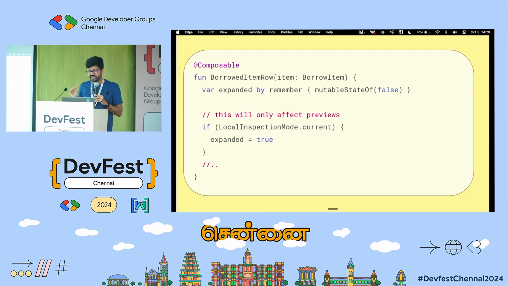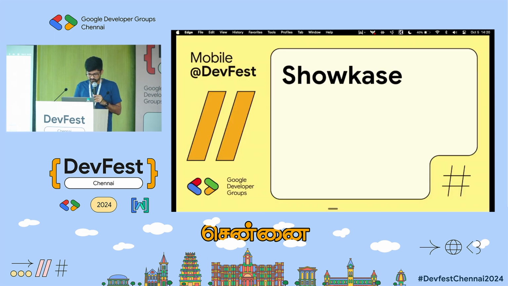This also comes in handy later on in the talk. I'll show you how this can be used differently by different frameworks. Okay. Showcase. How many of you have heard of Showcase, the Showcase framework? Okay. So the amazing folks at Airbnb, they release a lot of libraries, especially around Compose UI.